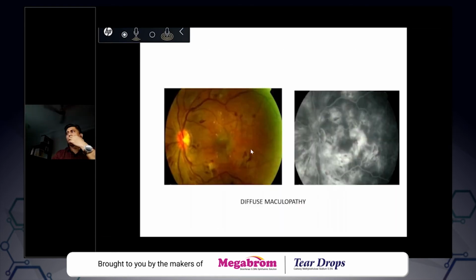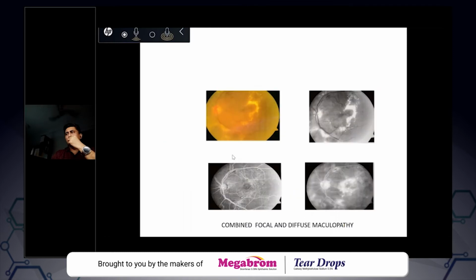Okay, but look at this patient. Here you see a few hemorrhages. There may be microaneurysms, but when you do fluorescein angiogram, you see a diffuse leak. This is not like a leak from a microaneurysm. There are probably a few microaneurysms here, but this is a leak from something else, not from a microaneurysm. So these are actually leaks from dilated capillaries. So it's diffusely leaking. So that is called diffuse maculopathy.